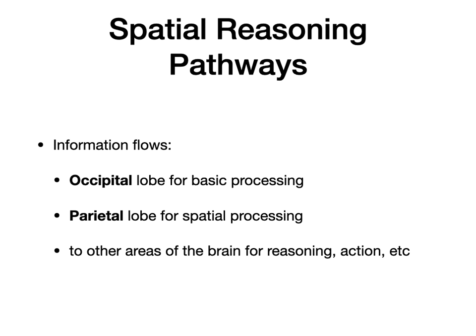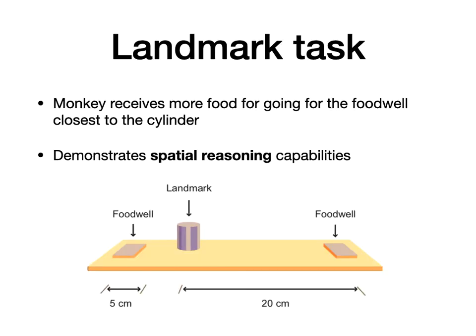So, here's the landmark task that the monkeys were given. The monkey will receive more food for going to the food well closest to the cylinder, right? It's very simple. These kinds of studies are nice because the complexity of the task doesn't need to be large. In fact, it's often best to control. So the landmark is very easy to spatially reason about. The question is, when does that spatial reasoning break down?